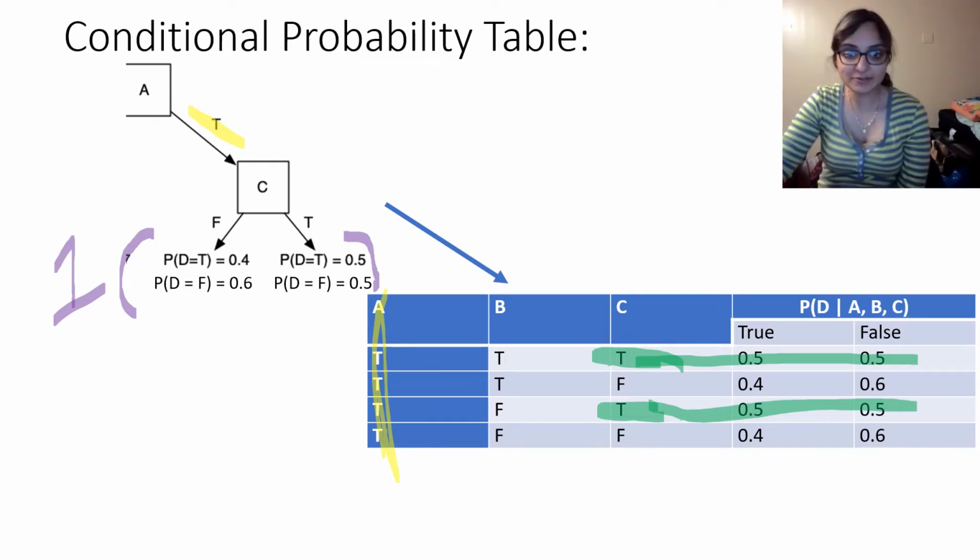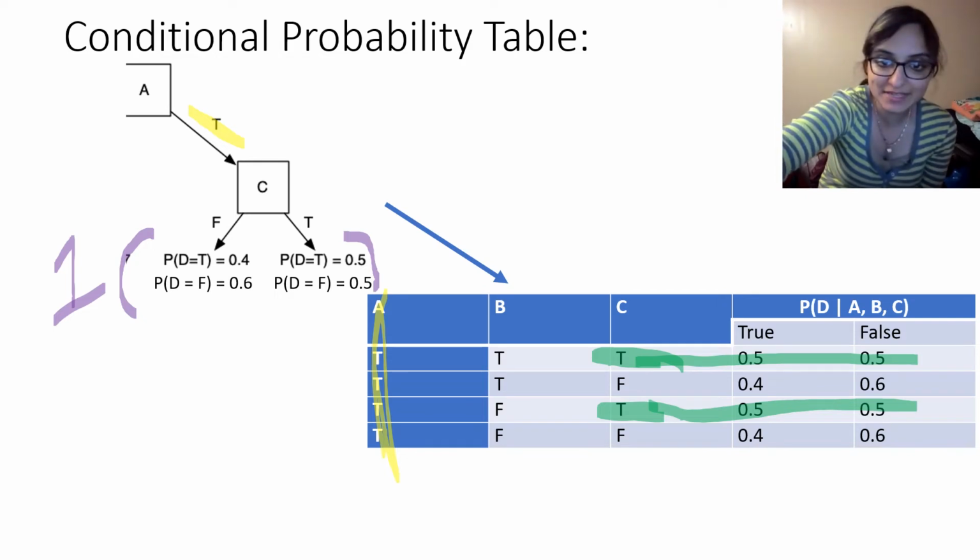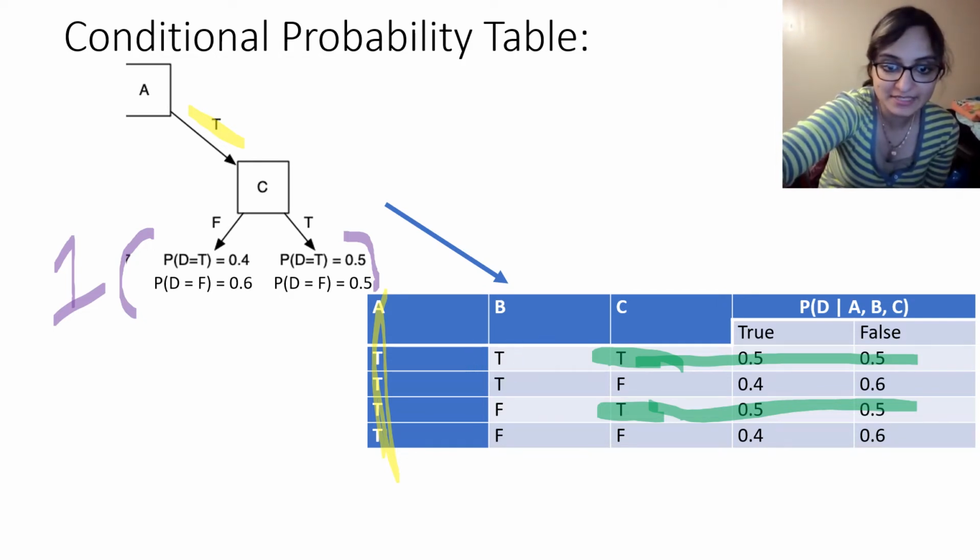So we have these two rows, and you might wonder, why do we have these two rows? Well, A is true and C is true, okay? A is true and C is true for these two rows here, 50%, 50%, 50%, 50%. What is the difference? Why do we have two rows? The key difference is that here B is true and here B is false.